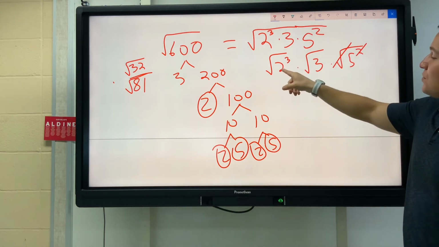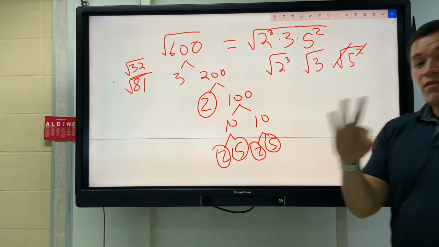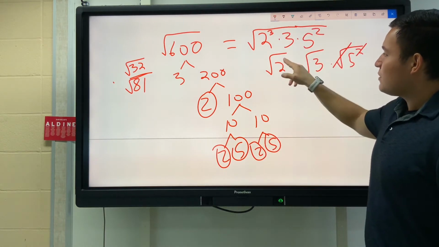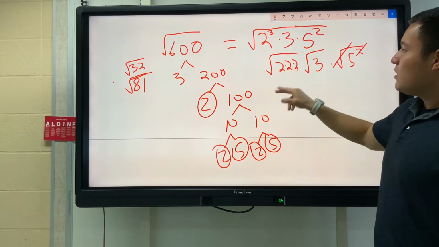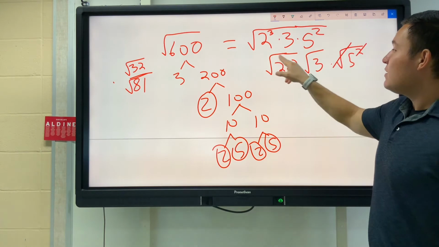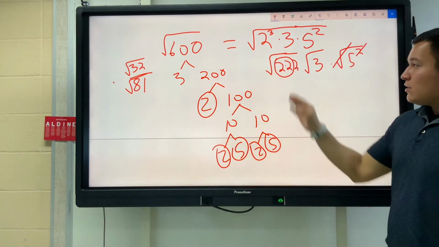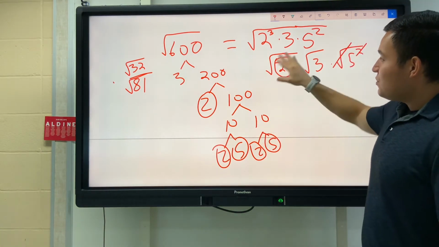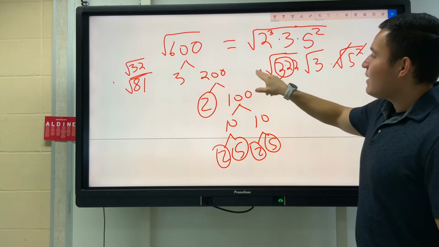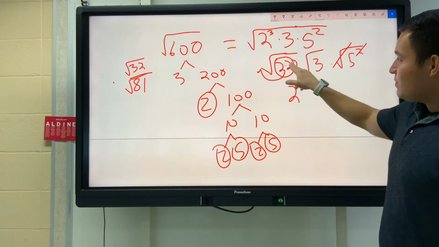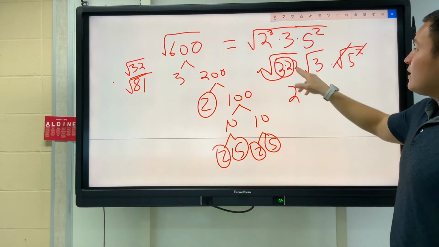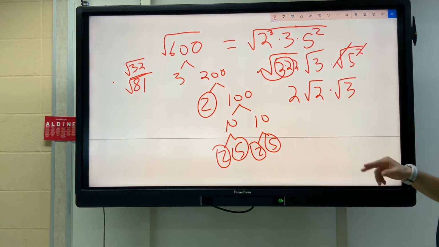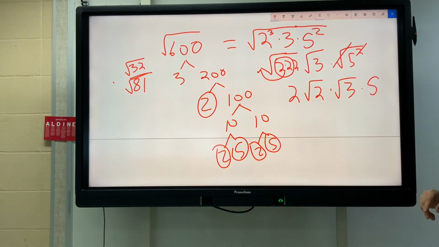Here, we have 2 cubed. 2 cubed means that there are 3 of the number 2 there. The square root can be undone for this pair. The purpose of a square root is to see if you can find 2 of a kind. This pair, since they're underneath the square root, they can be taken outside as a regular number. This pair becomes the regular number 2, and this 2 is going to stay under the square root. The 3 is going to stay under the square root, and the 5 is outside of the square root.